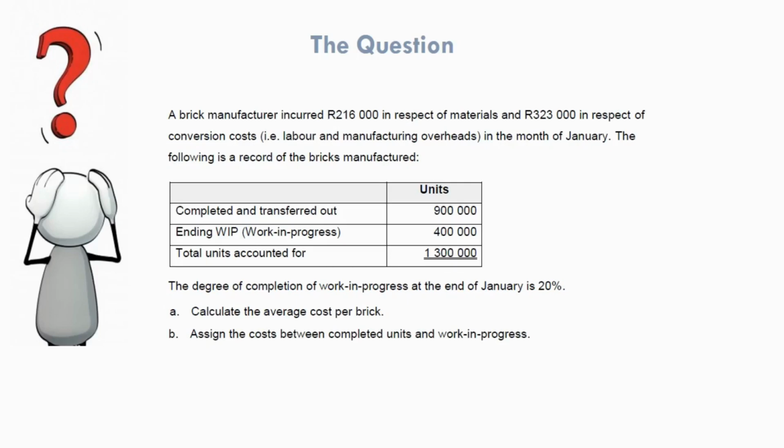Then we are also given information about the units completed and transferred out and the units in closing work in progress. We are told the degree of completion of work in progress at the end of January is 20%. This means that the units of 400,000 included in ending work in progress are only 20% complete. We are required to calculate the average cost per brick and then to assign the cost between completed units and work in progress.